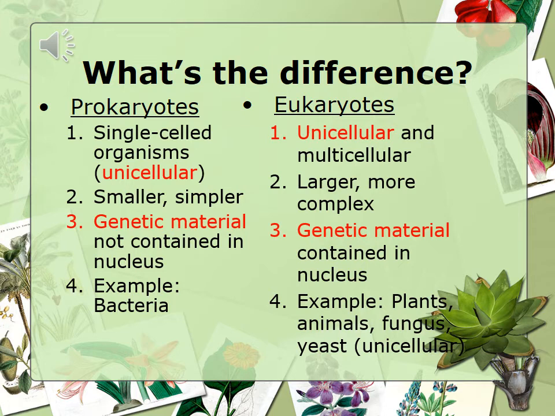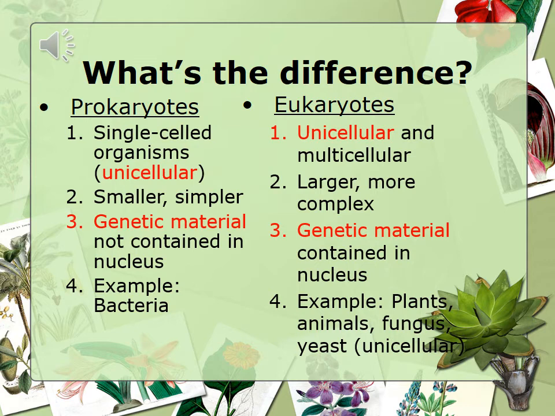Just a little aside, during our first lab, the controlled experiment, we used yeast. Yeast is unicellular, but it is a eukaryote because it can actually do cellular respiration. In order to do that, you need at least one cell. Okay, so that's an example of a unicellular eukaryote.